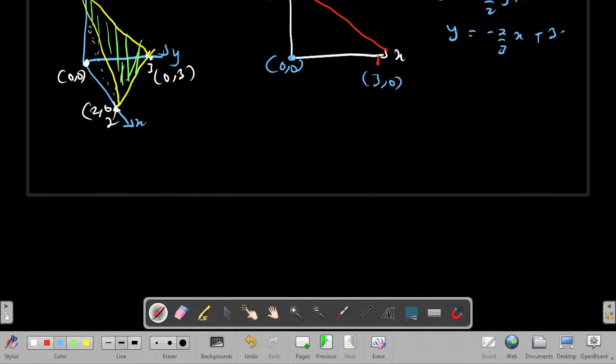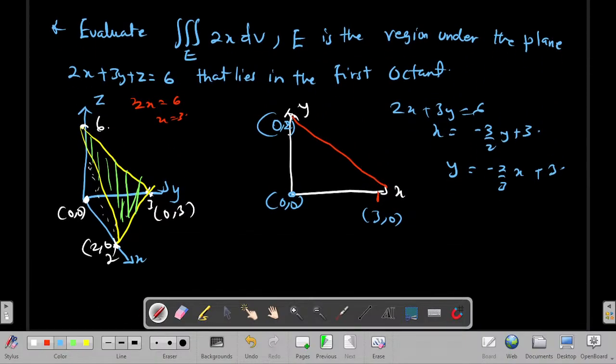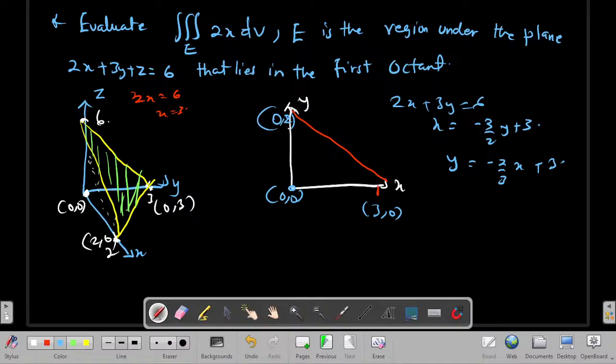Once we have this, we go back to the problem. What's the problem saying? The problem is saying that you should evaluate the volume, or the triple integral, but they are saying that the plane is lying in the first octant. Lying in the first octant means that we are above the origin, and it's positive. So meaning that our function z, or the z, right?